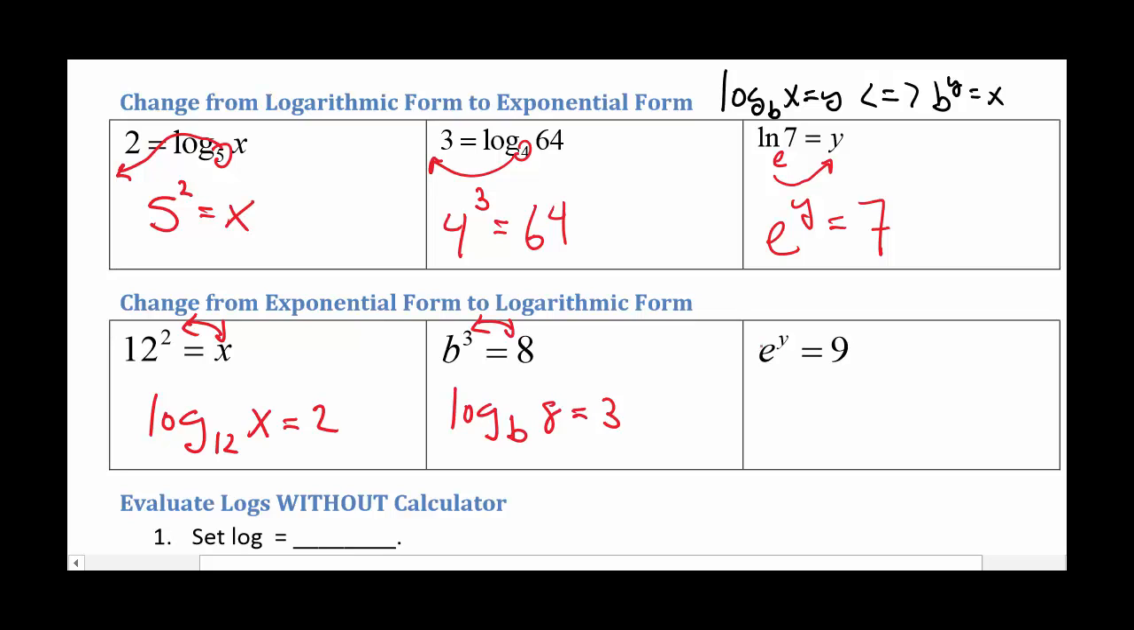Then, same thing here. I need a base. So log base... what's the base? e. Then we're going to switch 9 and y places. So log base e of 9 equals y. And we can go one more step because that's one of our special log bases. So we can rewrite that as ln of 9 equals y.